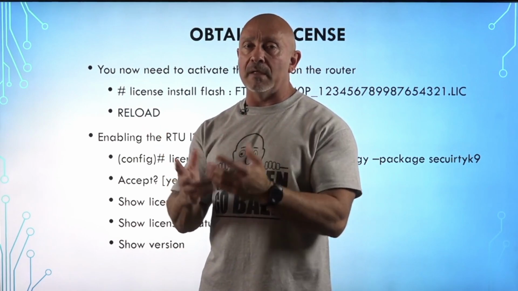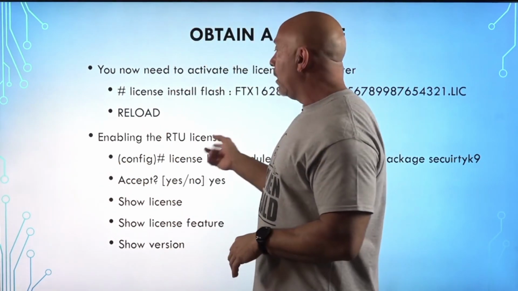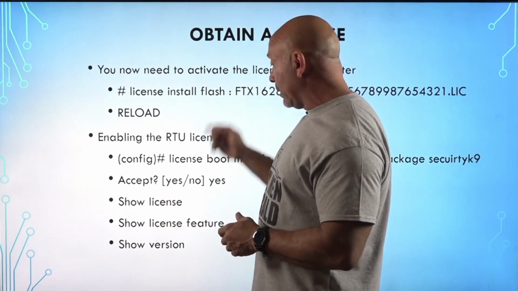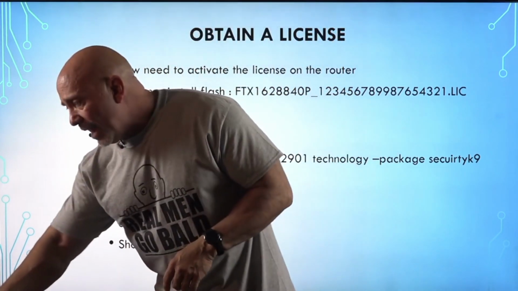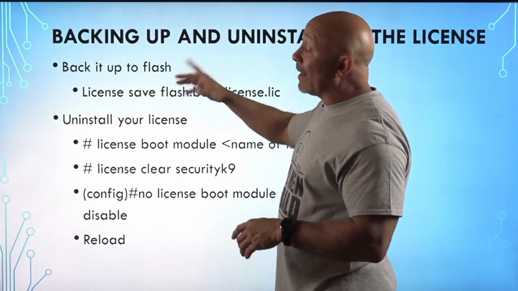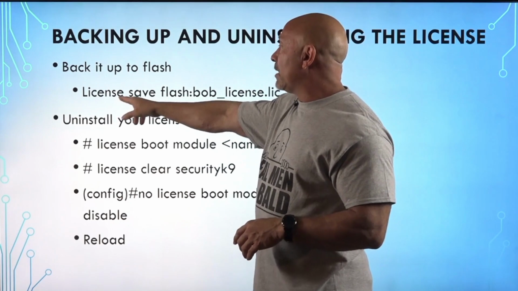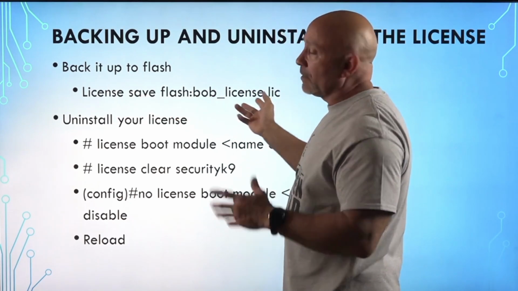You register it online using your UDI, and then you activate it within the router itself. Now, backing it up is not a big deal. Use license save, and depending on your IOS, back it up to flash: license save flash, and then the name of the license.